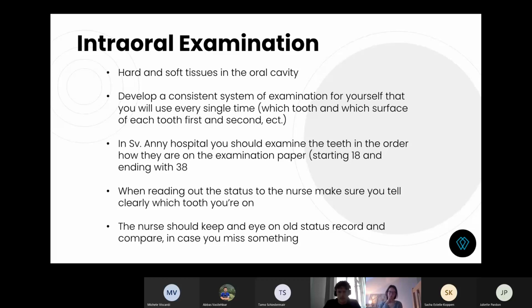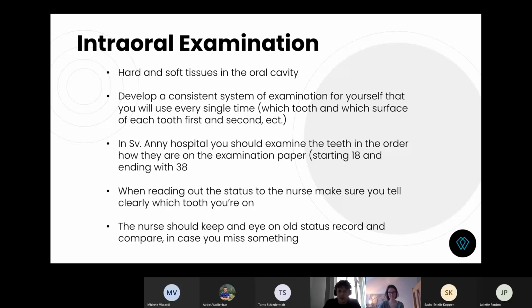Like Julie said before, in Czech, you'll have this specific examination paper where it starts at 1.8 and ends at 3.8. So you first start with number 8 of the first quadrant, then go all the way around to number 8 of the second quadrant, and then start with number 8 of the fourth quadrant and go all the way around to number 8 of the third quadrant. So try not to get this mixed up. For example, if you go from second to third, then the nurse will put it wrongly into the examination paper.